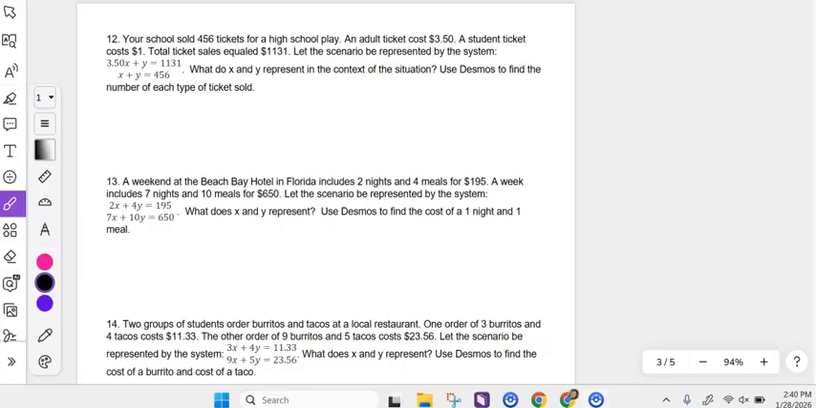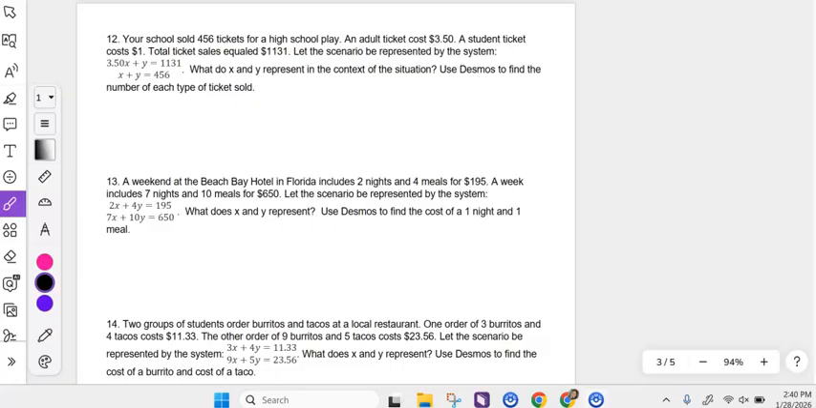$1,131. Let the scenario be represented by the system 3.5x plus y equals 1,131, x plus y equals 456. What do x and y represent in the context of the situation? Use Desmos to find the number of tickets sold.